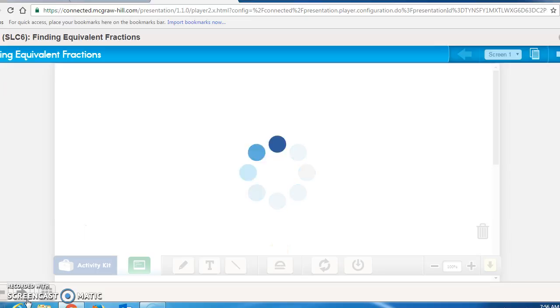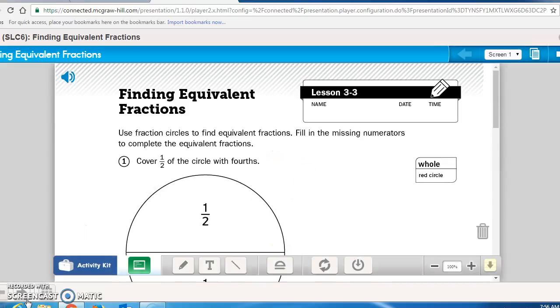Here are some of the answers for Math Masters, page 110. And finding equivalent fractions using a pie graph. For this, you're going to need Math Masters, page 107 and 108 from me, the fraction circles. And I want you to use those fraction circles to find equivalent fractions. You're going to fill in the missing numerators, the number on top, to complete the equivalent fractions. So your first direction says cover half of the circle with fourths. Just half of it, not all of it.